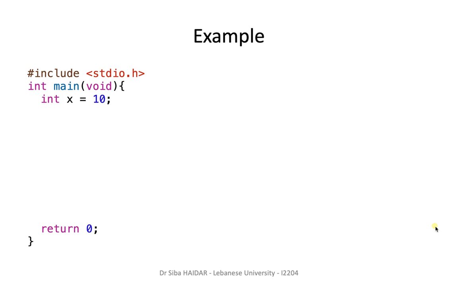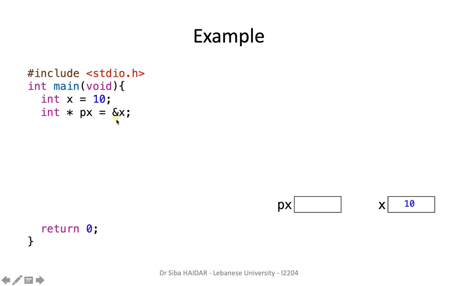Let's take an example. Here, let's consider a variable x, with the value 10. Let's draw x and let's put 10 inside it. And then let's consider a pointer to integer px and assign to it the address of x. So here is our px and px points to x.